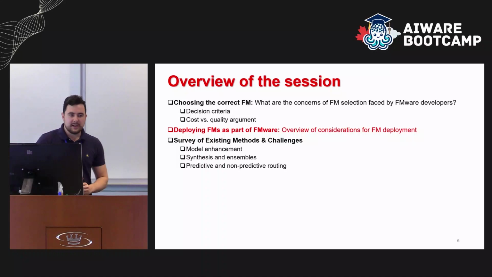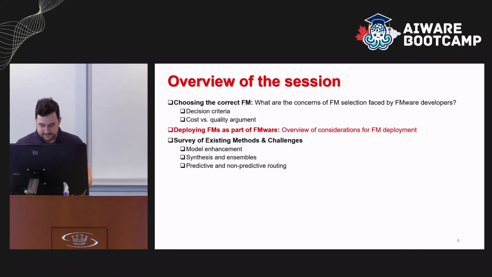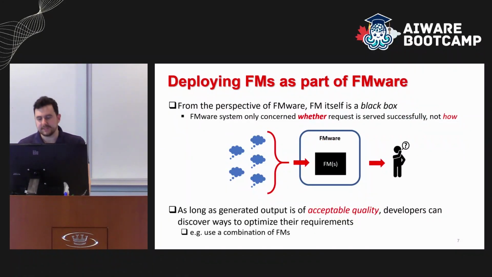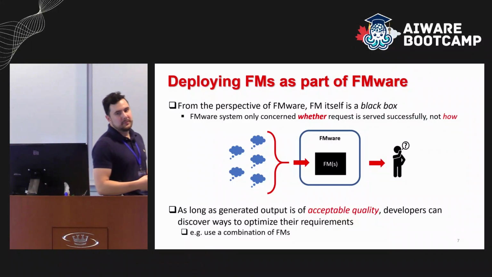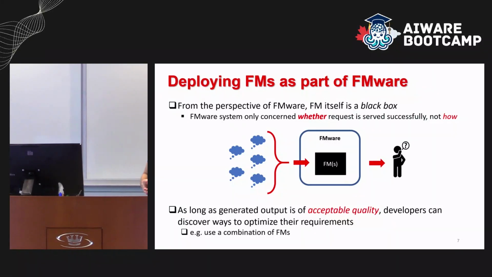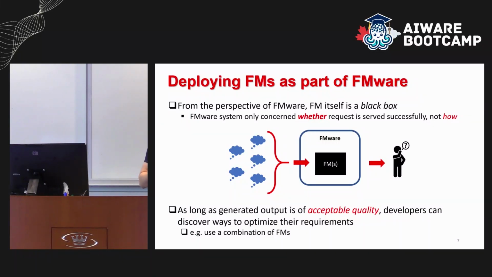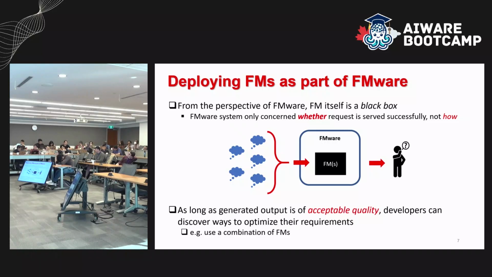And that's when we go to this central paradigm that I'm going to discuss when you're deploying FMware. From the perspective of your overall system, FMware, your FM itself can be treated as a black box. As long as you can serve the requests successfully, you don't care what it does. You don't care if it's one model, you don't care if it's two models, you don't care if it's Llama or GPT. From an FMware perspective, you just want it to work. Okay? And this paradigm helps us think of different ways to optimize that black box, but at the same time maintain whatever quality of outputs that you want.